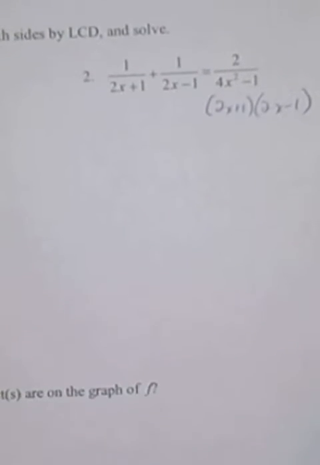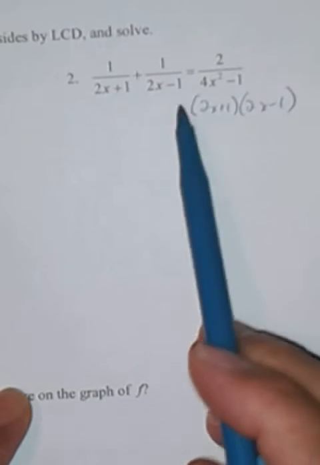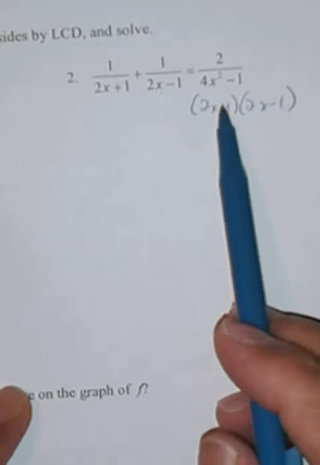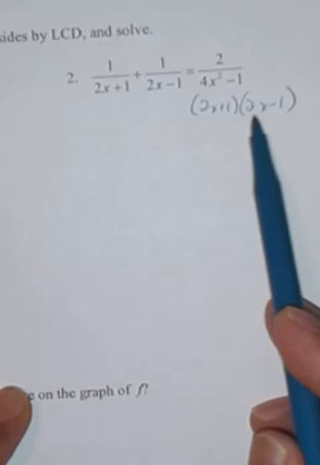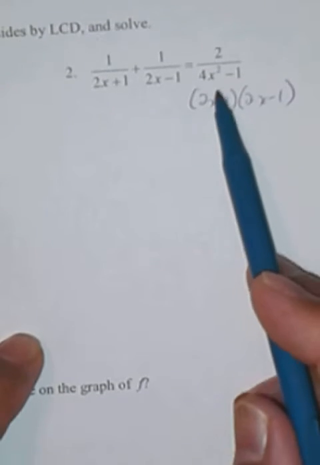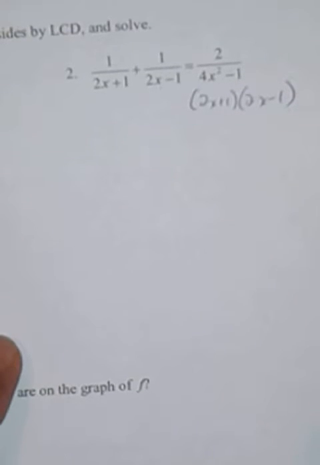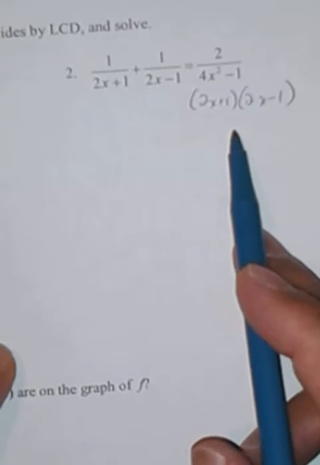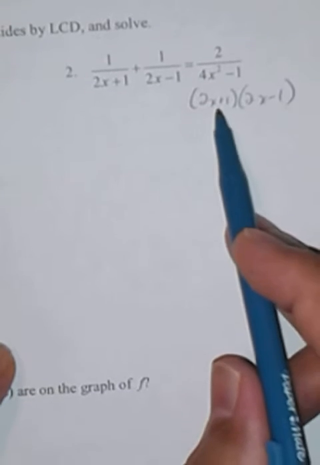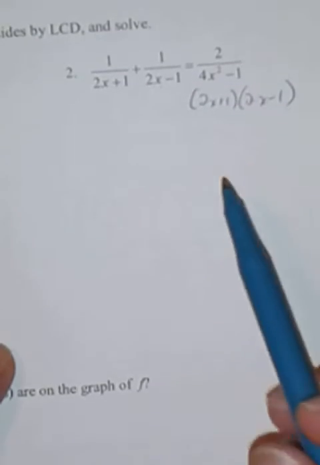Now that I know that, I check to see that my common denominator has to include all the factors of all the denominators. The factors involved in the denominators are 2x plus 1 and 2x minus 1, and that's it. The 2 over 4x squared minus 1 already has those two factors. So I know what my LCD is, and I also know from there what my domain is. My LCD is 2x plus 1 times 2x minus 1. Notice that's all the factors that there are throughout all the denominators.